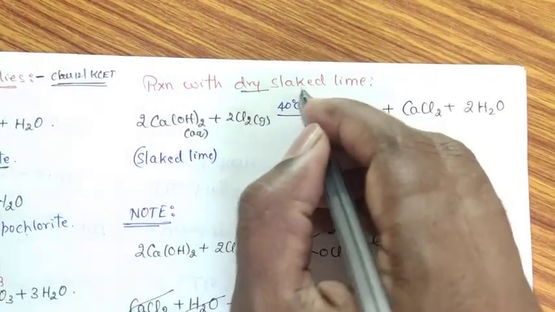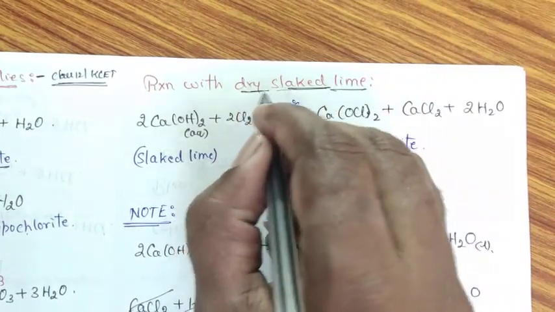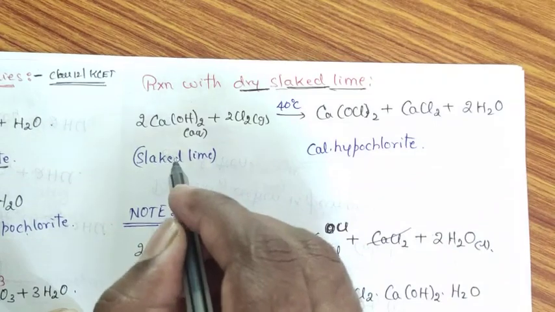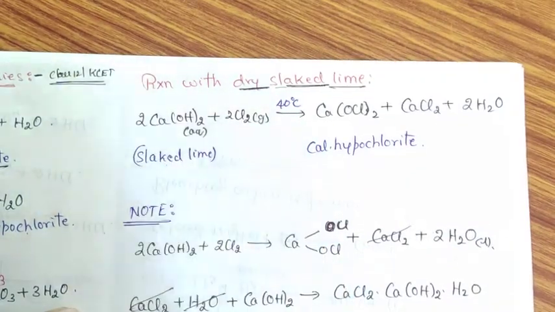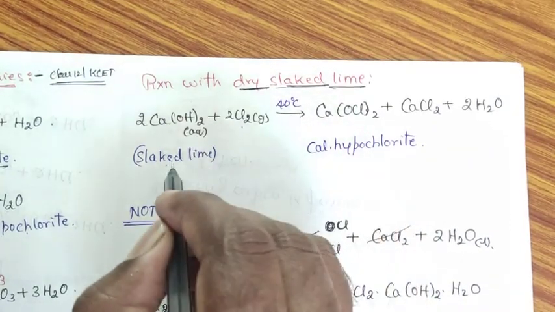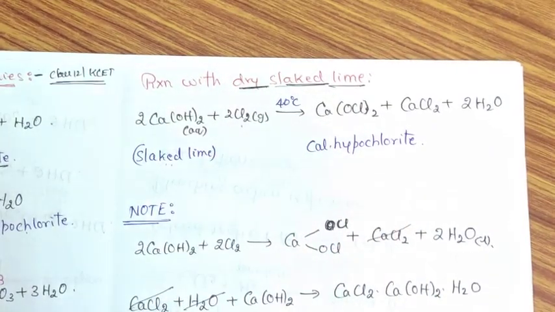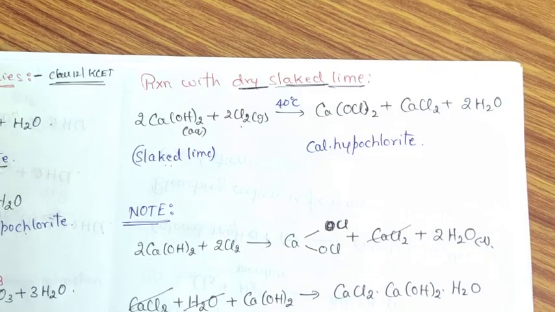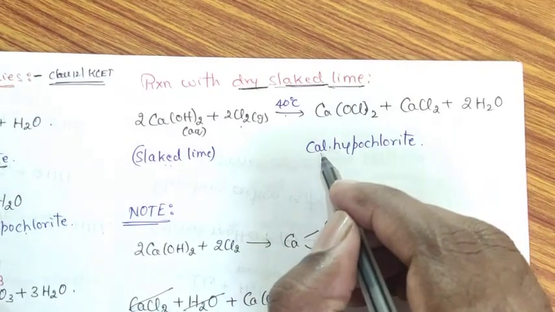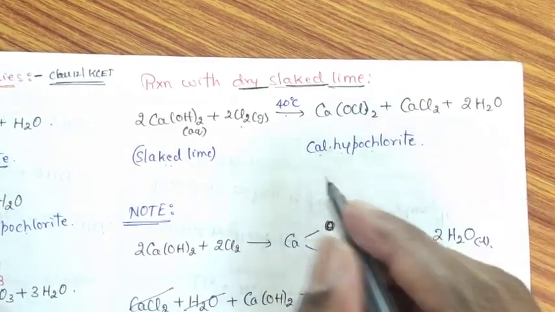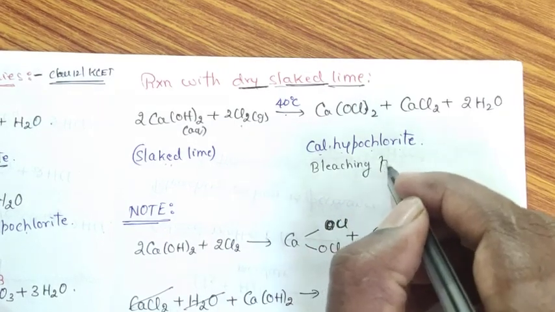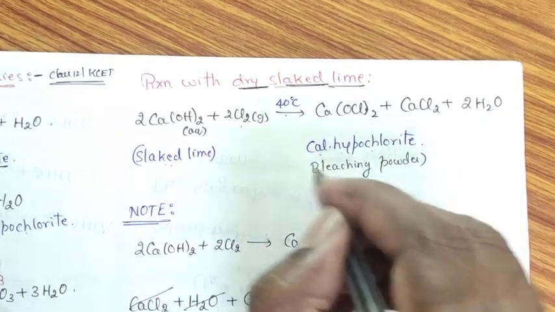Reaction with dry slaked lime, very important. Preparation of bleaching powder. Commercially it is called slaked lime, but chemically it is called calcium hydroxide. When chlorine gas is allowed to pass over slaked lime at a temperature of 40 degrees Celsius, calcium hypochlorite is obtained, which is nothing but bleaching powder.